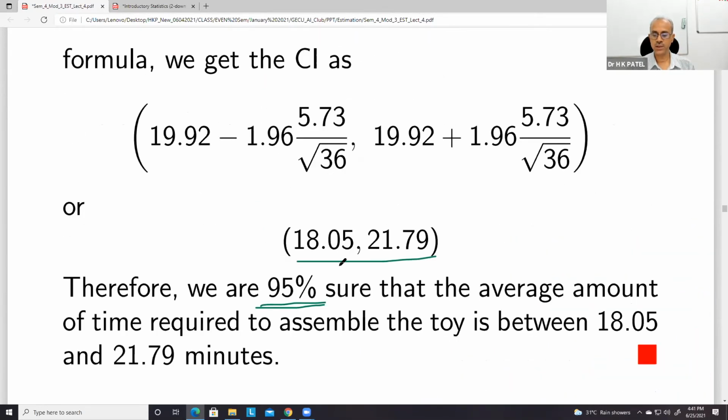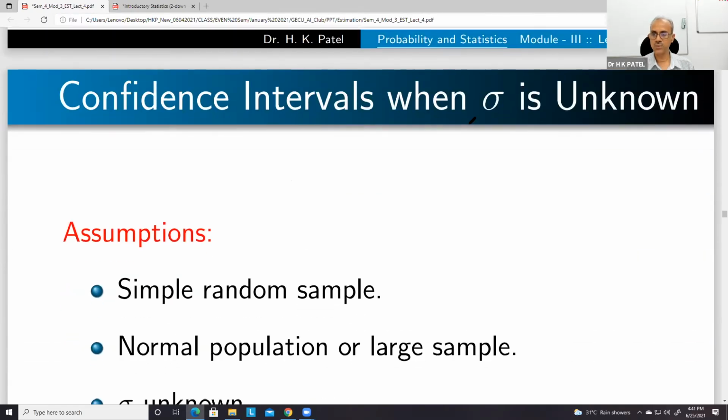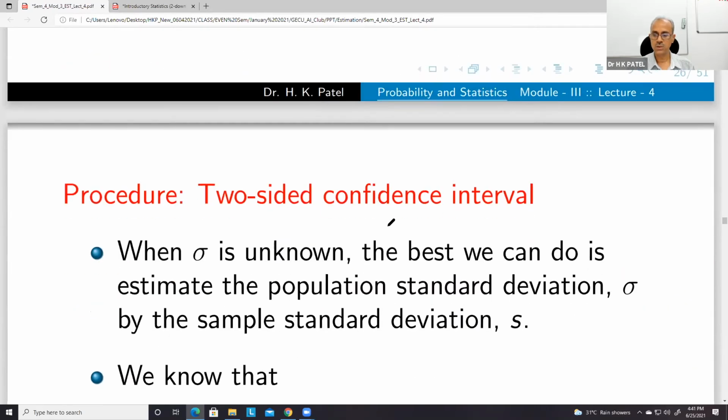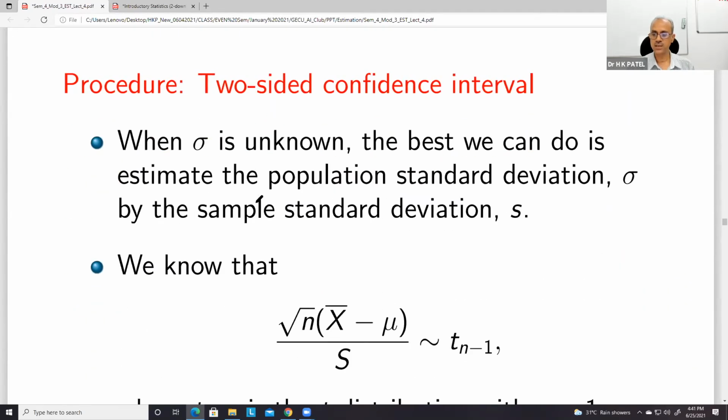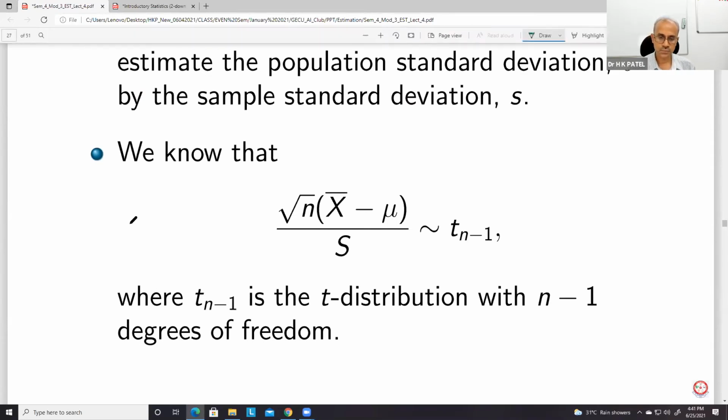So in this way, when sigma is known, or sigma is not known but the sample is large, we can use Z curves. Now the next case is when sigma is unknown. We have already seen this value: Z is nothing but x bar minus mu upon sigma upon root n.